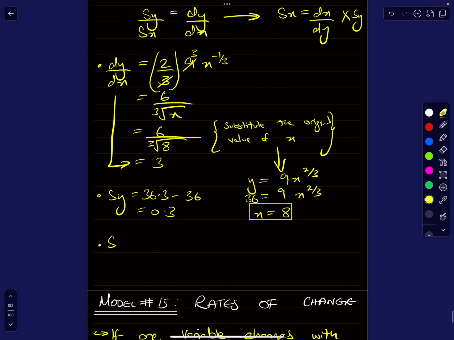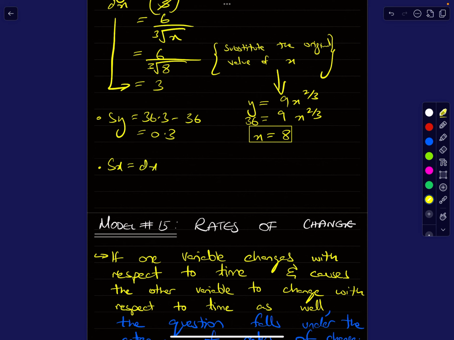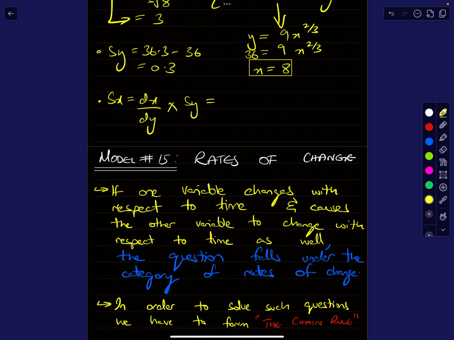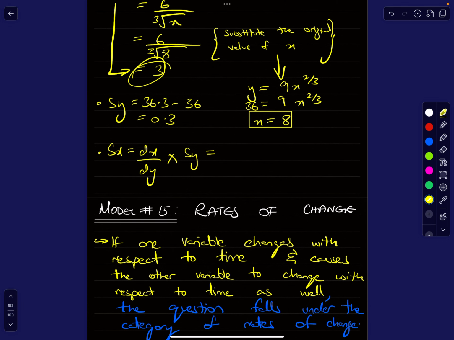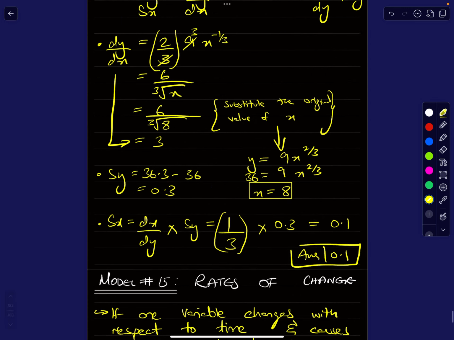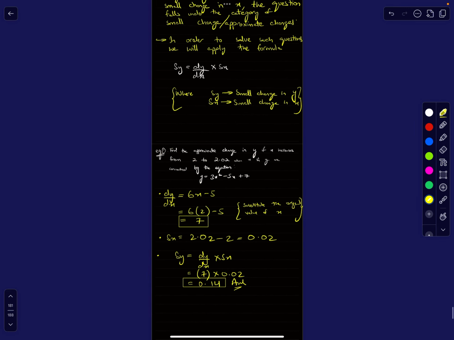Thus, using the formula which we derived, δx is equal to dx over dy into small change in y. I told you not to be confused, this is simply the reciprocal of dy over dx. Since dy over dx is 3, dx over dy is going to be the reciprocal, that is 1 over 3. Small change in y is 0.3. That's my final answer, which turns out to be 0.1. And this is where we wrap up small changes and approximate changes.